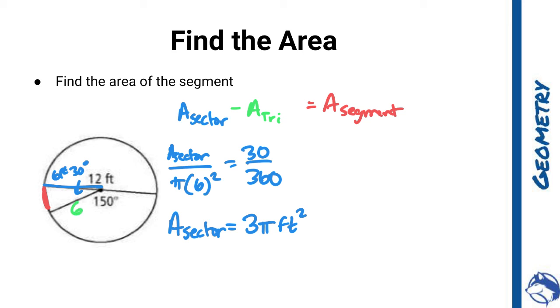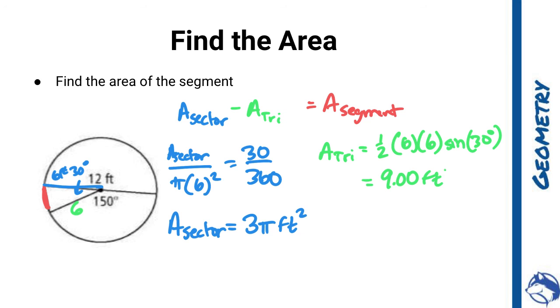Area of the triangle, well, if that side's 6, this side is 6, so area of the triangle has to be equal to 1/2 side 1 times side 2 times its enclosed angle there, so this would be the sine of 30 degrees. So I'm going to go ahead and do that. So 1/2 multiplied by 6, multiplied by 6, multiplied by the sine of 30 degrees. And for this, I get 9.00 feet squared.